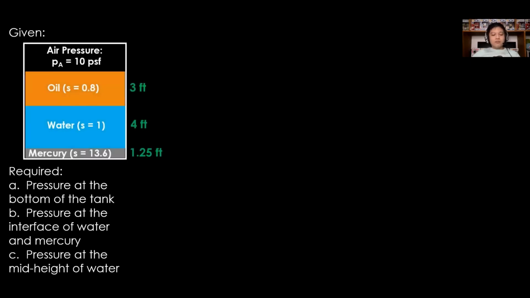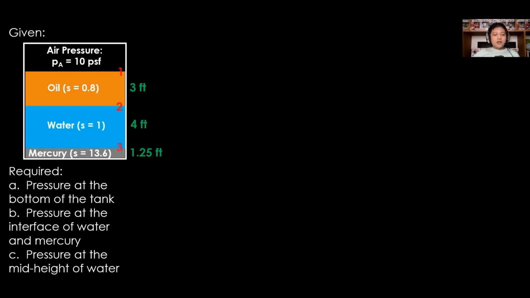So before we compute the required pressure values, consider the diagram with the arrangement of fluids inside the tank. Take note of the specific gravity of the fluids. So again, the heavier fluids must settle below. Therefore, the arrangement from the bottom is mercury, followed by water, then oil, and finally, that is air.